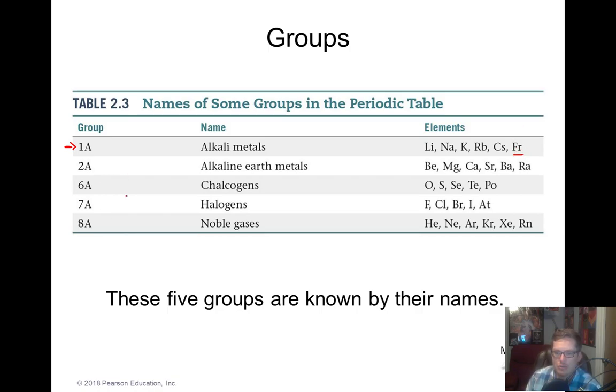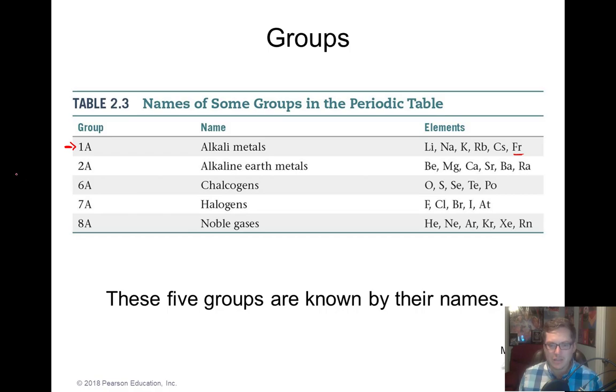The alkaline earth metals are the very next column over. These guys don't really react with water very well, but they'll react readily with an acid. All right, so if you stick a chunk of magnesium in some hydrochloric acid or something, you'll get a fair amount of bubbles and hydrogen formation and stuff.